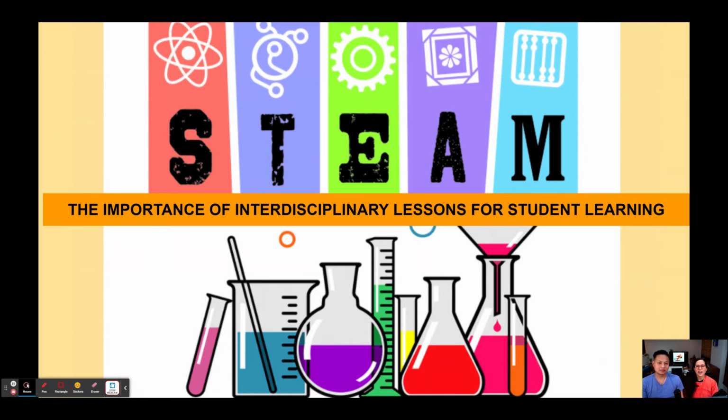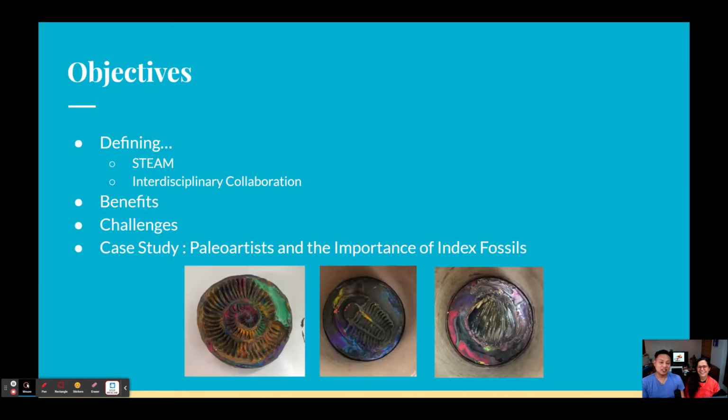We are going to talk about the importance of interdisciplinary lessons for student learning. And so our objectives for today are really just defining STEAM. What are STEAM lessons and what is interdisciplinary collaboration, as well as talk about the benefits of these two different practices, the challenges that people face when they implement these. And finally, we're going to look at a case study where we created a STEAM lesson, as well as doing some interdisciplinary collaboration, focusing on paleo artists and the importance of index fossils.